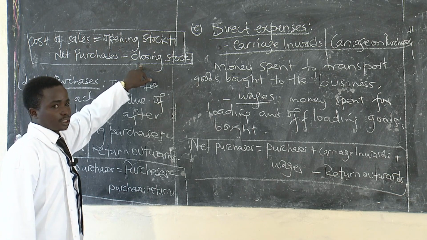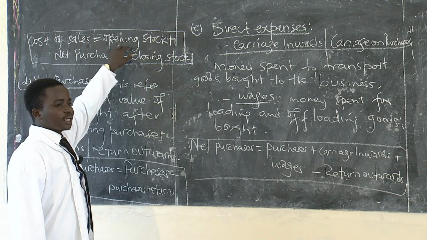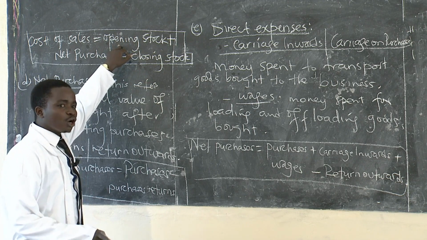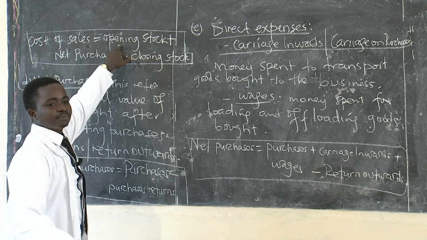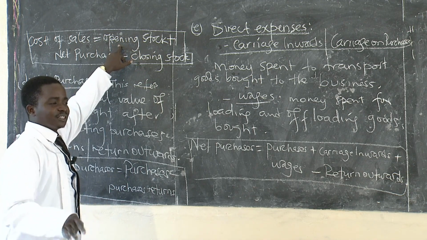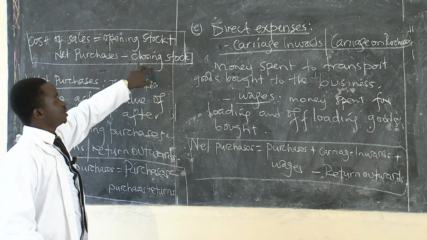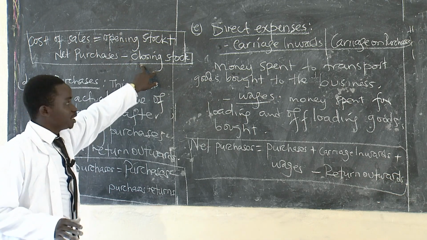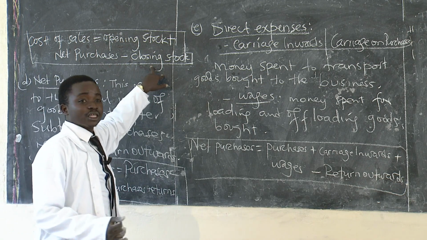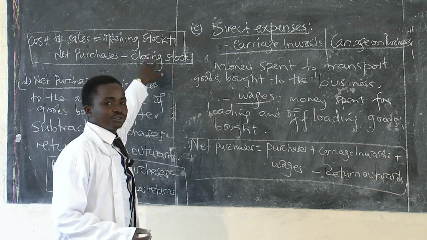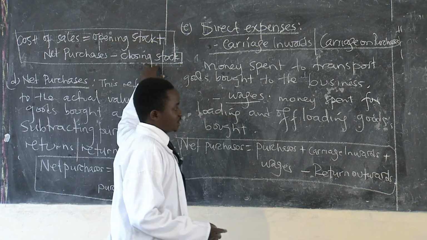You must note that this opening stock is the stock of the previous period. You bring it to the new trading period, then as that new trading period ends, you must see what has not been sold. That will be closing stock. In a balance sheet, the closing stock increases the value of current assets, so we treat it as a current asset in the balance sheet.